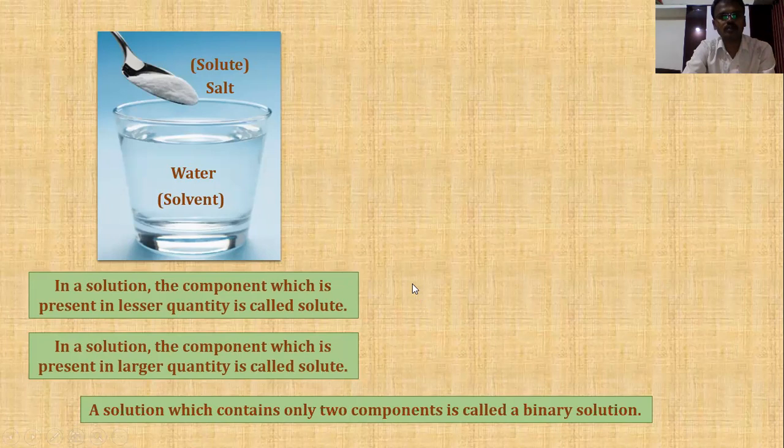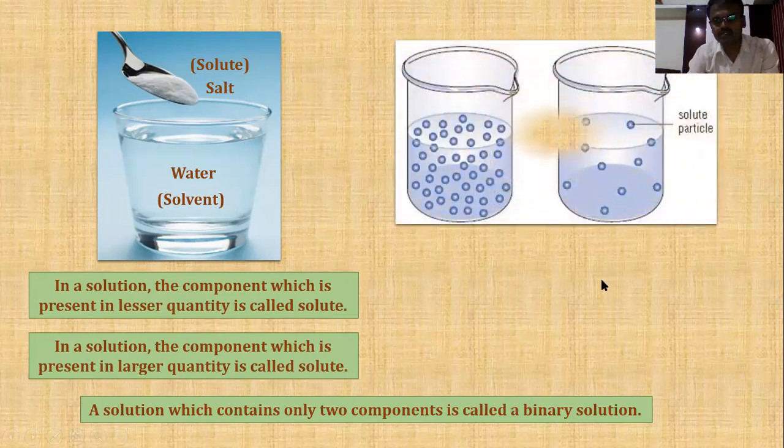In this particular chapter, we have to restrict ourselves only to binary solutions. What if the solution contains three components, two solutes and one solvent? Then it is called a ternary solution. What if the solution contains four components, two solutes and two solvents, or one solvent and three solutes? That is called a quaternary solution. But we will be concerned mainly with binary solutions. So let us go on and learn some more terms, with one more example.